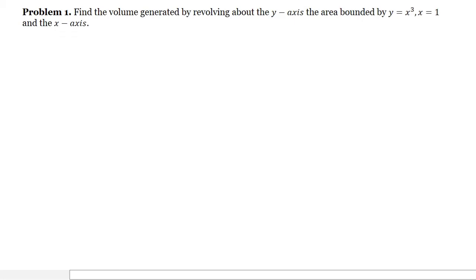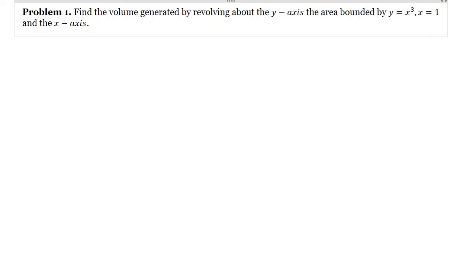So we have here our problem number 1 for the circular washer. We are asked to find the volume generated by revolving about the y-axis the area bounded by y is equal to x cubed, the line x is equal to 1 and the x-axis. So the first thing that we are going to do here is of course to plot.